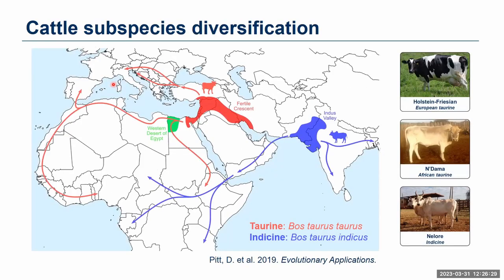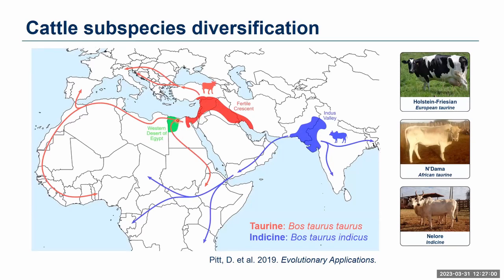So first, just a bit of background about cattle subspecies diversification. So there are two major cattle subspecies. These are the Bos taurus taurus, or the taurine cattle, and the Bos taurus indicus, or the Indicine cattle, shown in blue and red. And so the Indicine cattle were domesticated within the Indus Valley, while the taurine cattle were domesticated within the Fertile Crescent. And from there, they've been introduced into other parts of the world and are now very global.